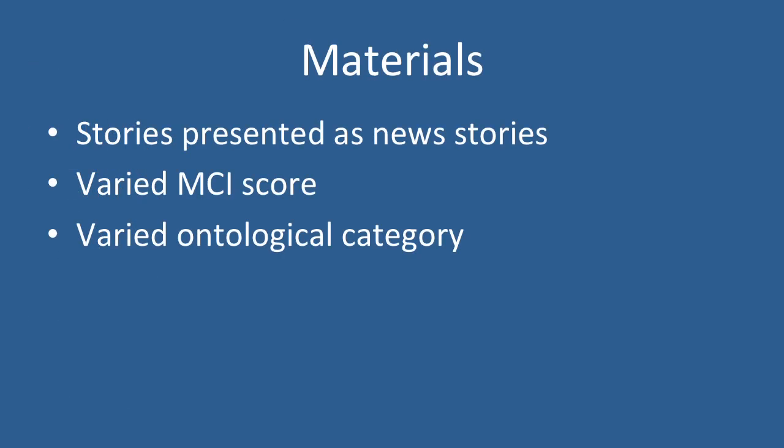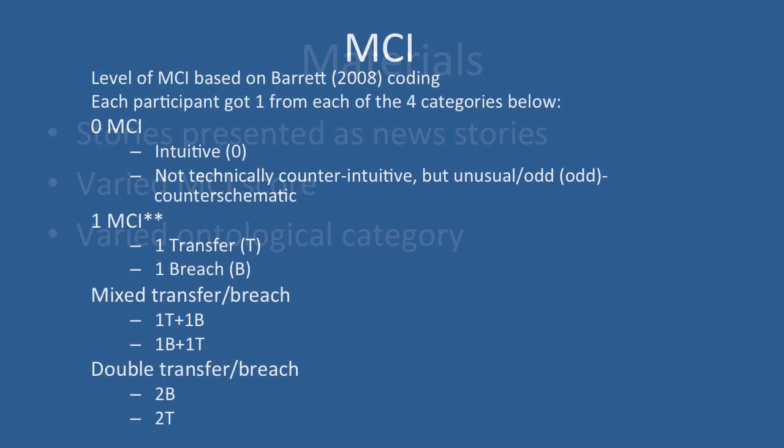I presented them as news stories. I keep calling them students because I'm so used to researching on students. The participants were told that they were reading about news stories from a variety of sources. And I varied, as I said, the MCI score and the ontological category. I based the ratings on Barrett's 2008 coding, and I had what I'm calling 4 kind of MCI categories, but you can see that within each of the category, I actually have 2 subsets.